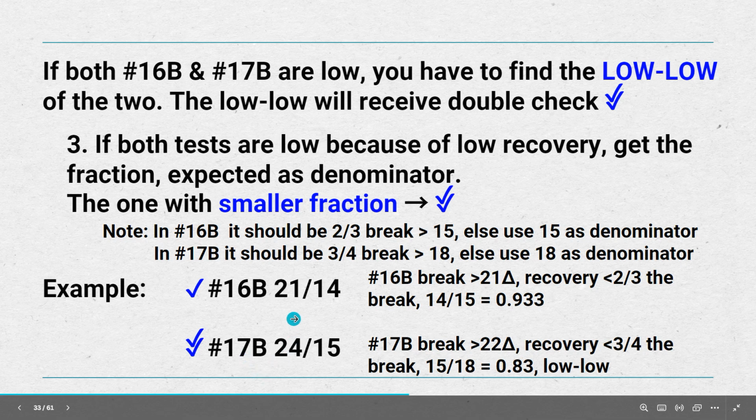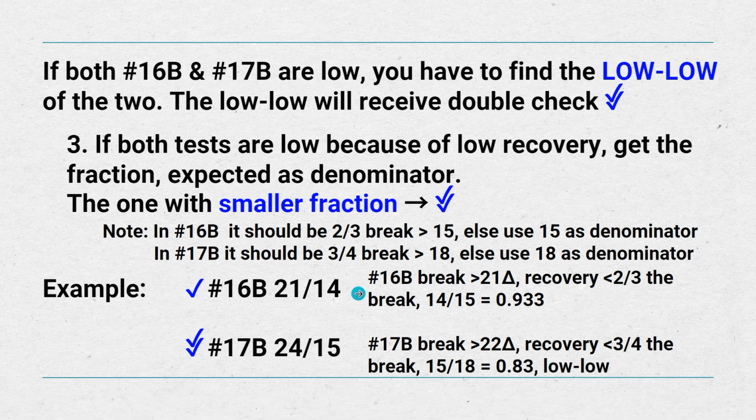The 17b is 24 over 15, with a break higher than 22. The error recovery is lesser than 3/4 the break. Okay? So we know that our 16b and 17b are low because they have low recovery. So you get the fraction for them.